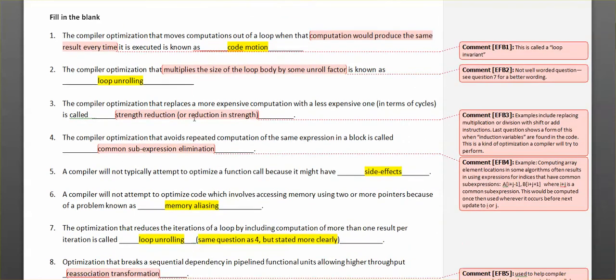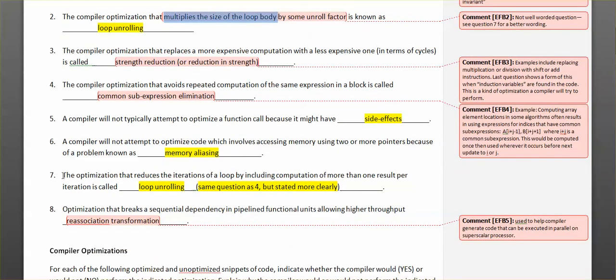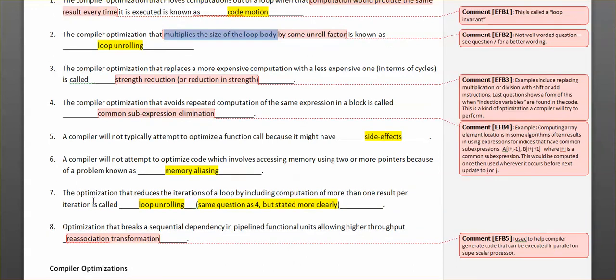This next one here is a little bit poorly worded. The compiler optimization that multiplies the size of the loop body by some unroll factor is known as loop unrolling. Multiplying the size of the loop body is not very accurate, so I put a different question down, number 7, which does a better job of explaining that. The optimization that reduces the iterations of a loop by including computation of more than one result per iteration is called loop unrolling. That's a better way to describe loop unrolling. So look at question 7.